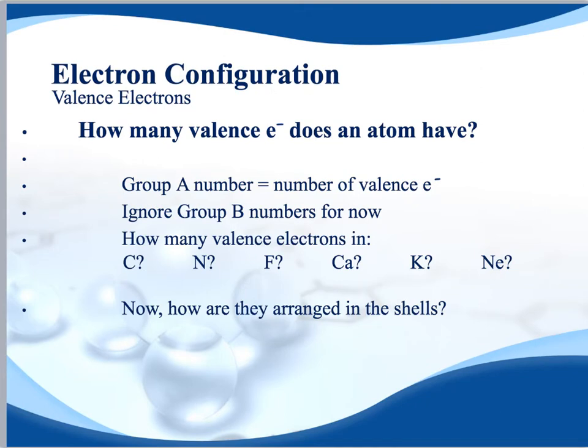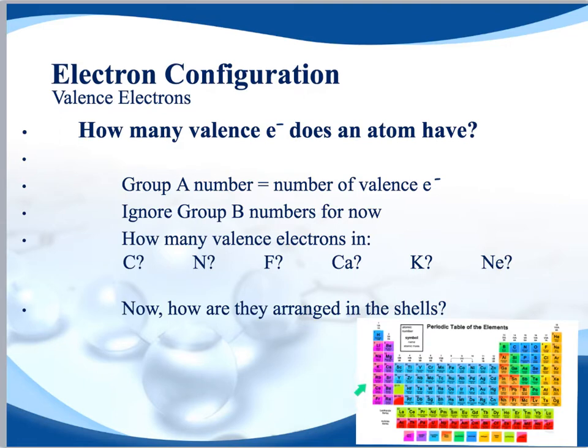So how many valence electrons does an atom have? It's actually really simple to do. Remember earlier when we were talking about groups, and A groups being the main group elements? Anything that's in an A group, all you need to know is the group number, and that will tell you how many valence electrons that particular element has. So let's take a look.